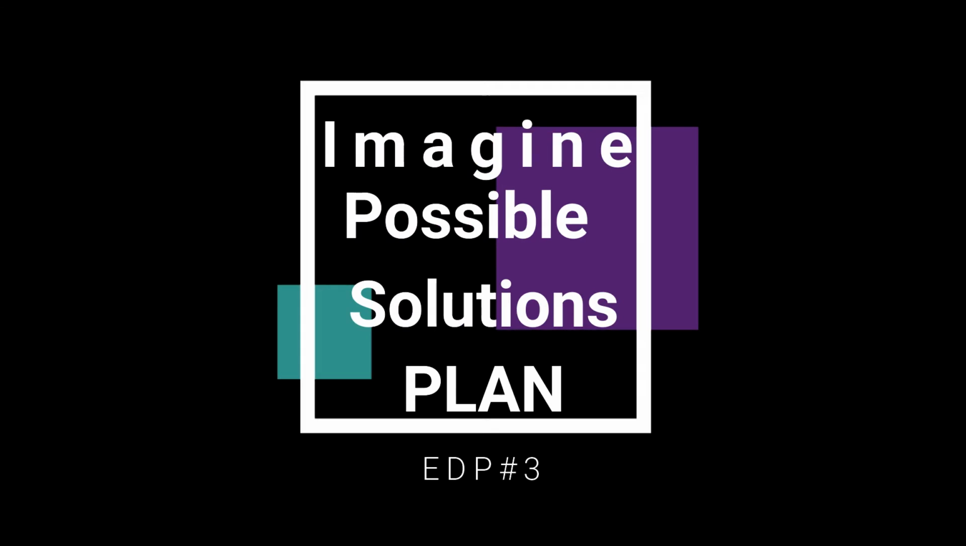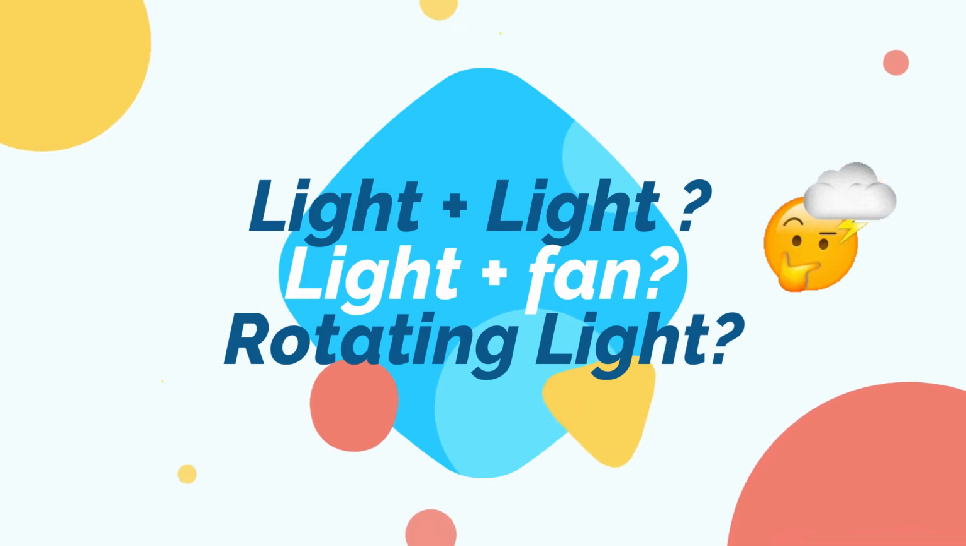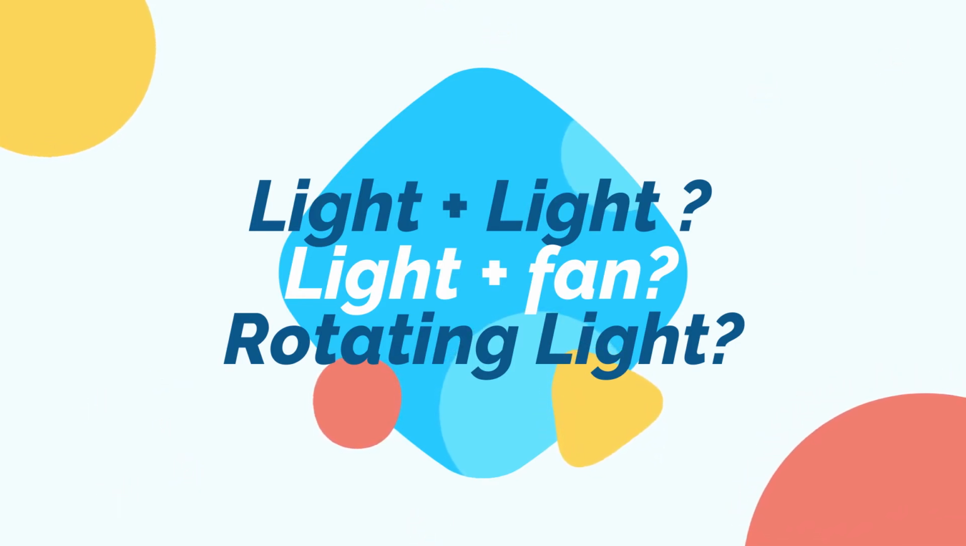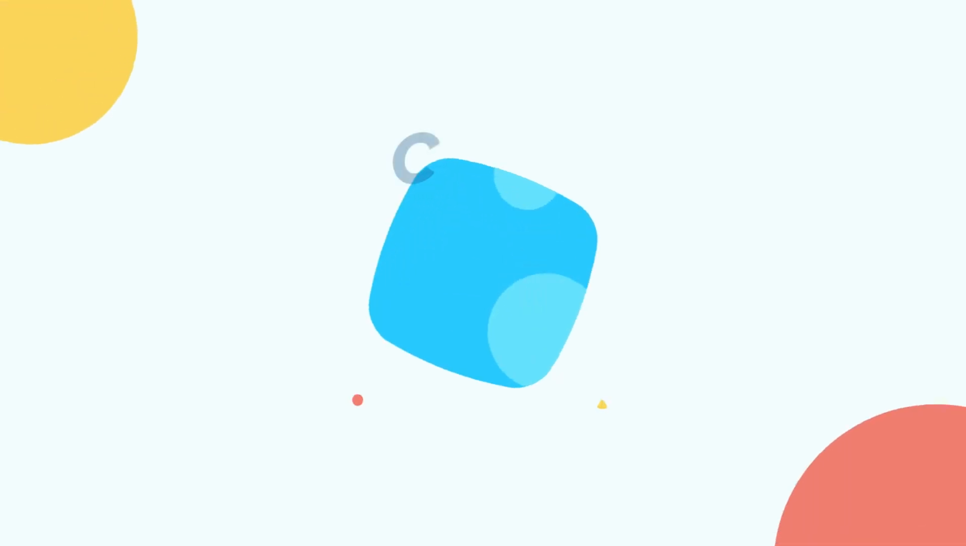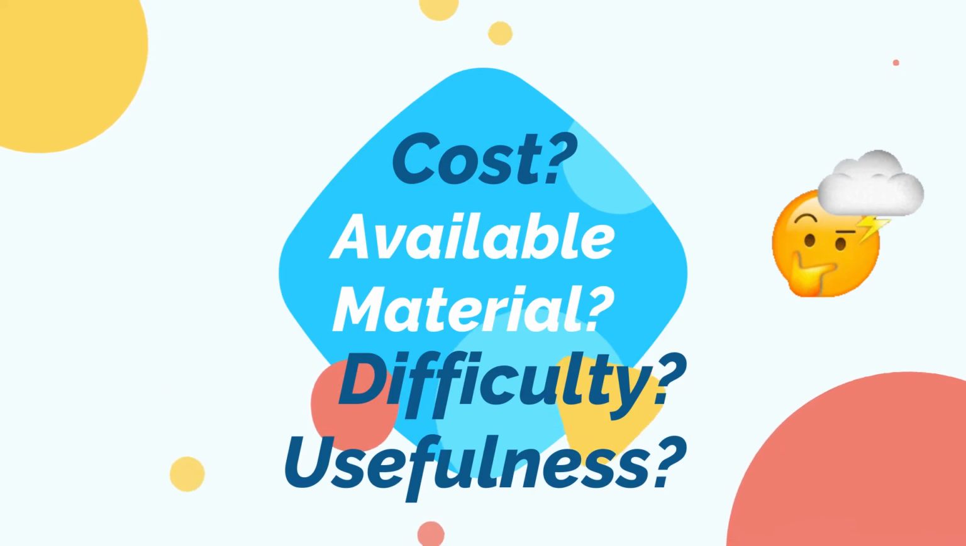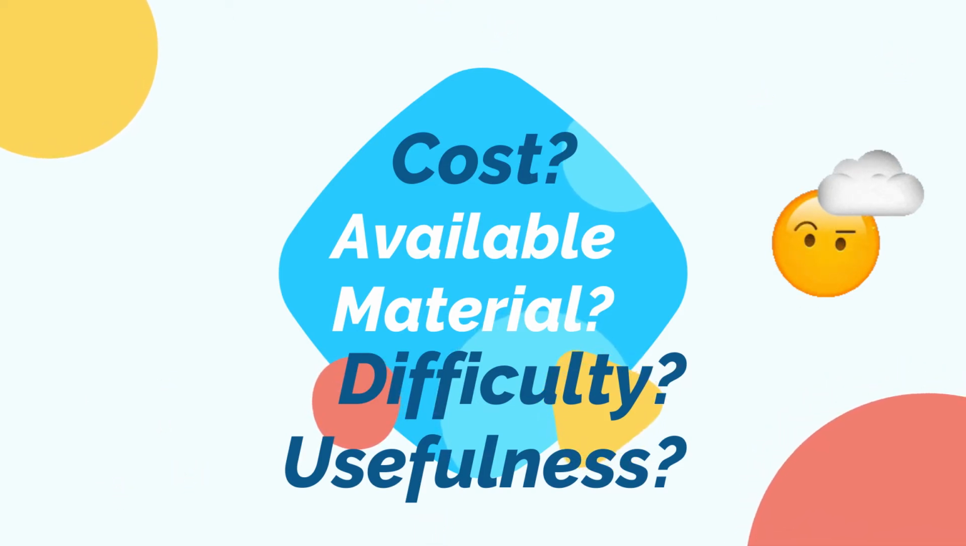EDP step 3 is to imagine possible solutions and to plan. Let us think of some possible combinations of components for a parallel circuit. It can be a light and a fan, or maybe a rotating light. We also need to consider the constraints such as cost, availability of the material, difficulty and usefulness of the product.